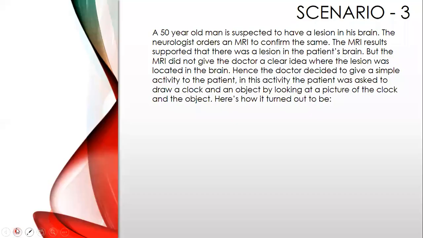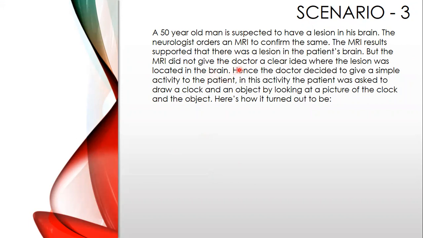Now, moving on to scenario 3. Let's look at this. A 50-year-old man is suspected to have a lesion in his brain. The neurologist orders an MRI to confirm the same. The MRI results supported that there was a lesion in the patient's brain, but the MRI did not give the doctor a clear idea where the lesion was located in the brain. It was depicting it, but it did not give the doctor a clear idea.